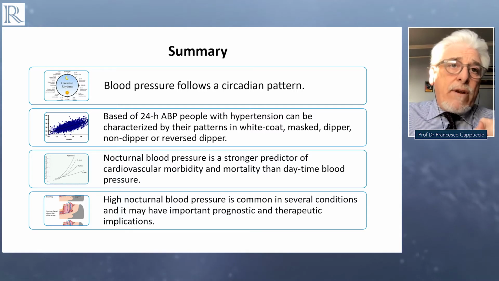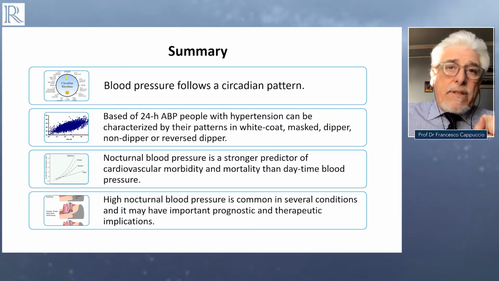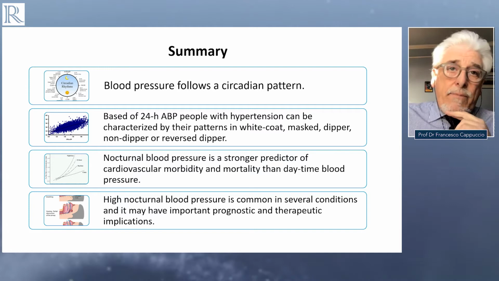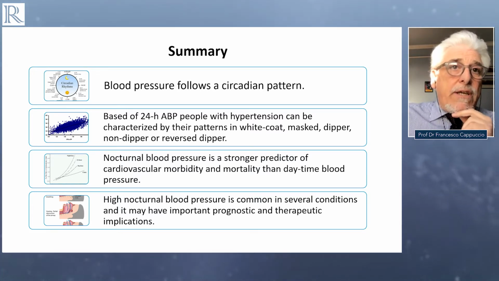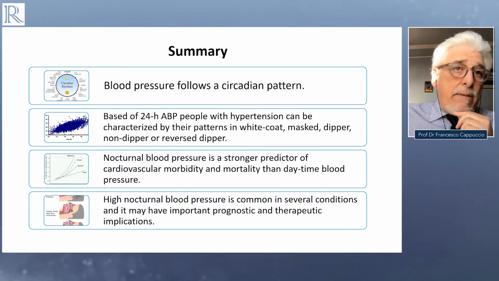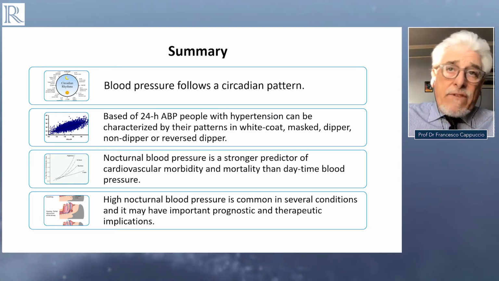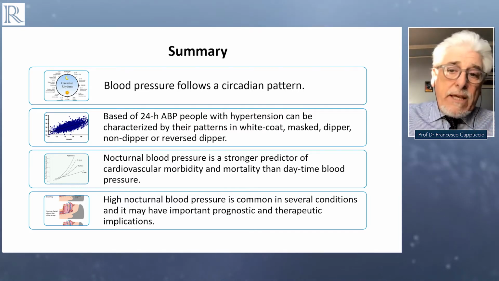Based on 24-hour ambulatory blood pressure monitoring with hypertension, people with hypertension can be characterized by their patterns in white coat, masked, dipper, non-dipper, or reverse dippers. Nocturnal blood pressure is a stronger predictor of cardiovascular morbidity and mortality than daytime blood pressure. And finally, high nocturnal blood pressure is common in several conditions, and it may have important prognostic and therapeutic implications.